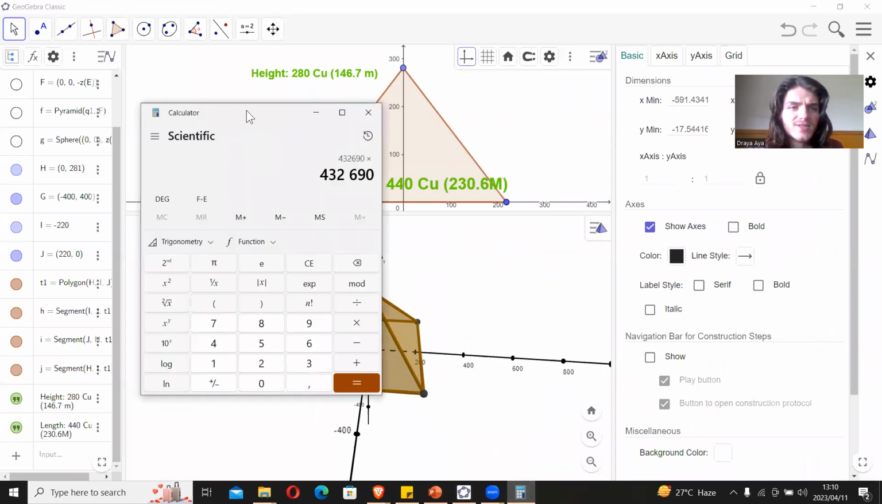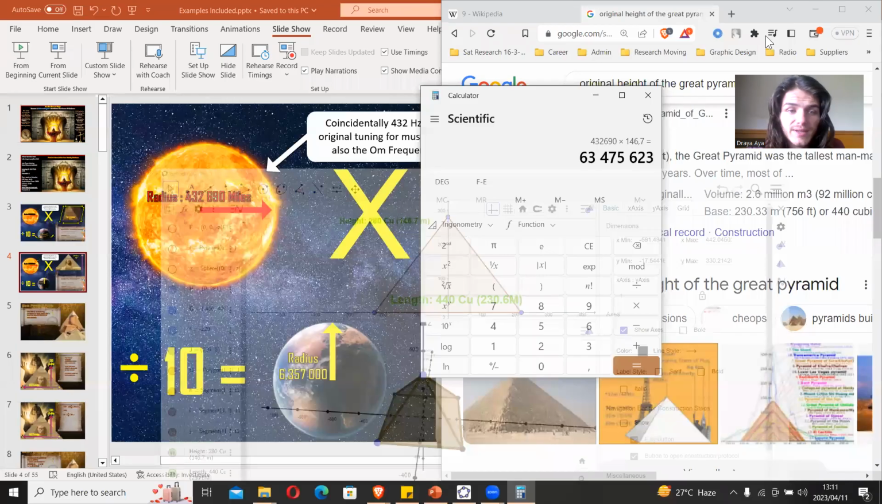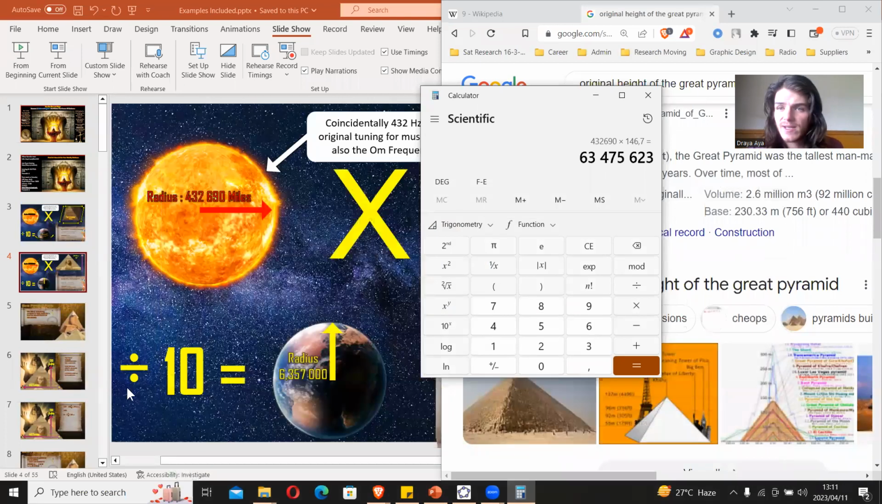So now we're going to throw that into the calculator. Here we've put the radius of the sun. Let's multiply it with the height of the Great Pyramid, 146.7. And we get this number, 63 million, right? But remember, we need to divide by 10. And I'm finding with all these pyramid calculations, almost all of them seem to divide or multiply by 10 for some reason. I don't know what variable 10 is supposed to be, but it seems to be quite important. Let's divide it by 10 and see what pops out on the other side.